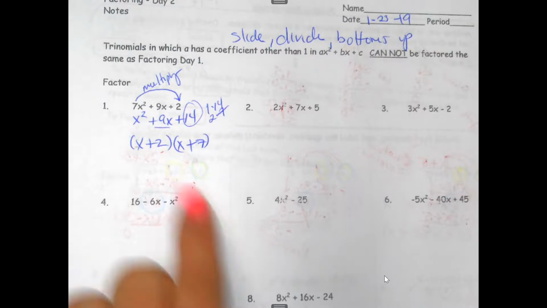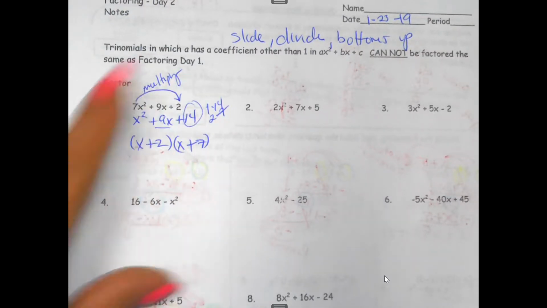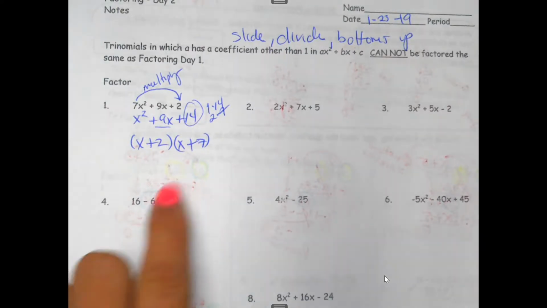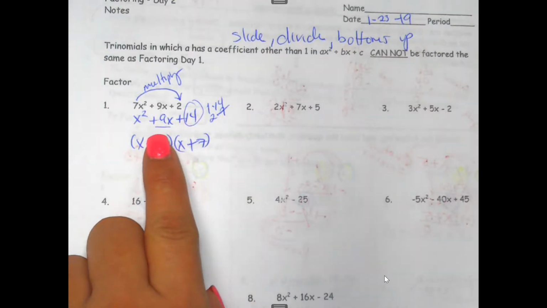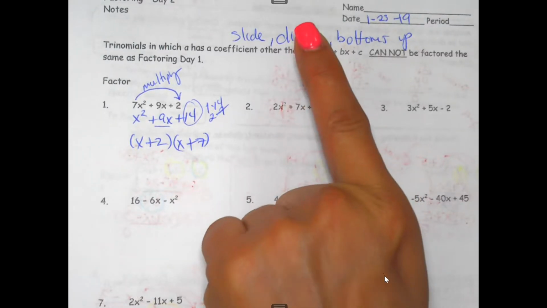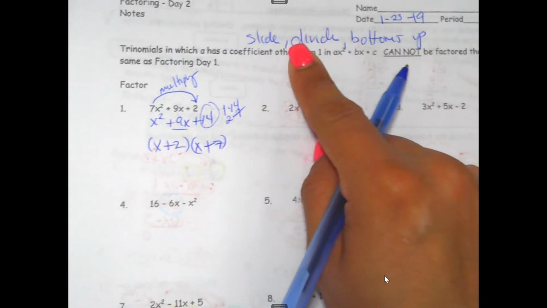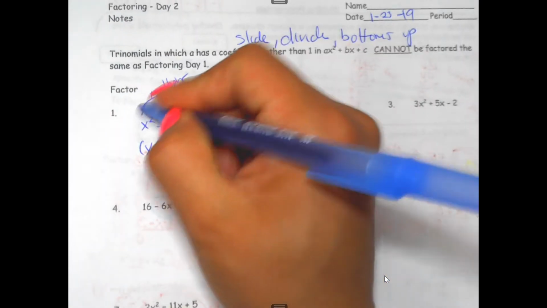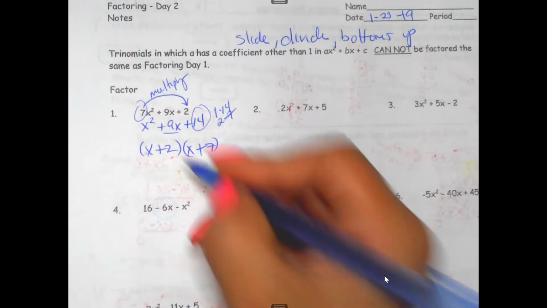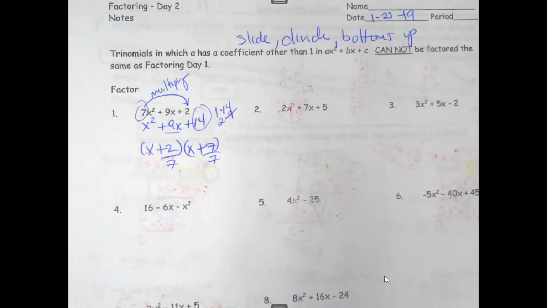Okay. So we've done the first step. We did the slide. We did what we did yesterday, factoring out the last term and selecting the factors that give me the middle term. Now we're in the divide part. We're going to divide by the number that we slid by, the one that we multiplied. That's 7. So since we multiplied by that 7, now we have to go back and divide the last number on both binomials by 7.